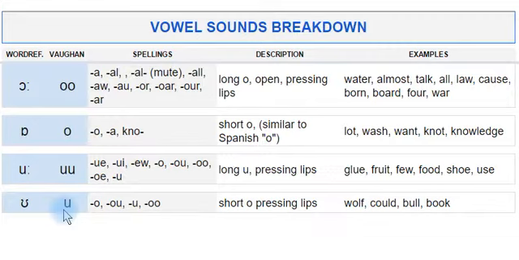Okay, now the short U is completely the opposite. Just very short, very relaxed, doing nothing. Just do the sound U in a very short way. Wolf, cook, bull, cook. Okay, so you see the sound is clearly different. Short U and long OO. Wolf, glue.